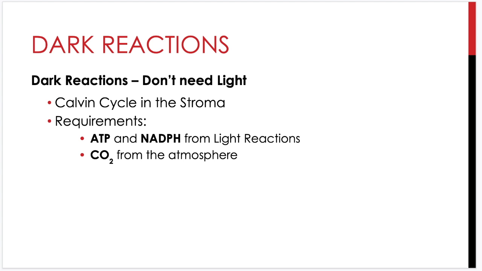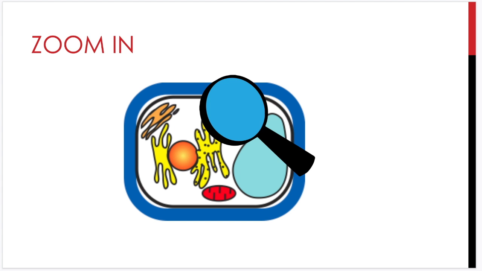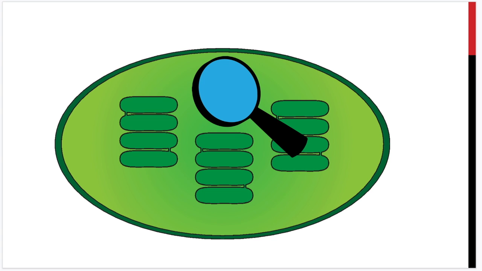Dark reactions. So dark reactions don't need light. They're the Calvin cycle in the stroma, and they require ATP and NADPH from the light reactions and also CO2 from the atmosphere. They are located in the stroma, so we zoom into the chloroplast. So instead of happening in the thylakoid membrane, it's going to happen in that space between the thylakoids.